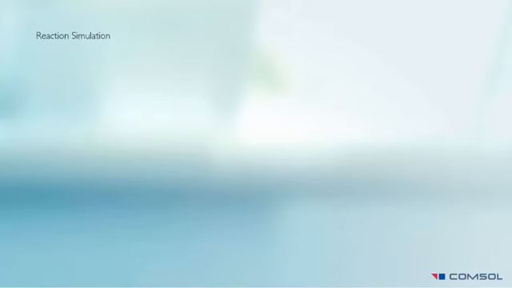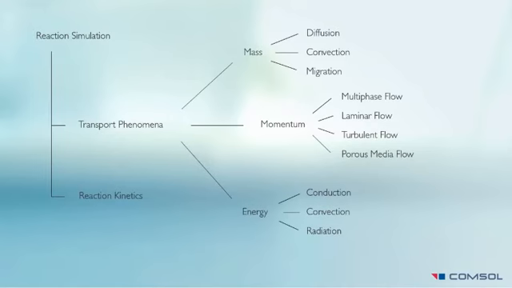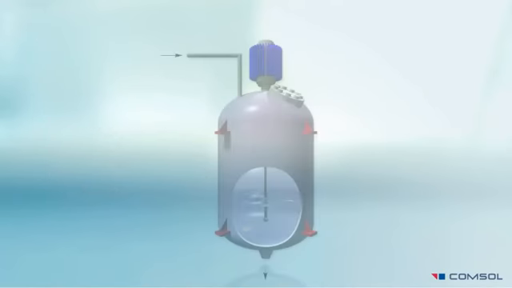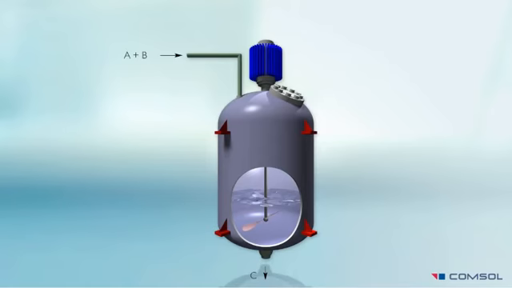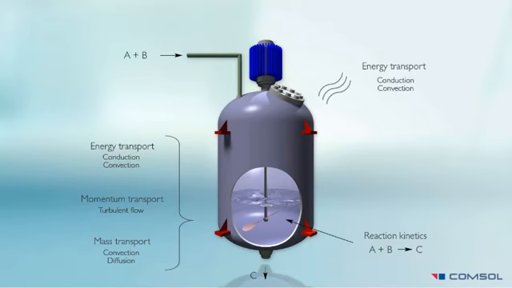So, to simulate a reacting system or process, a model needs to include transport phenomena and reaction kinetics. Transport phenomena can be grouped into mass, momentum, and energy transport. In our reactor, the reactions themselves are taking place in the bottom half of the tank. Stirring promotes momentum transport by turbulent flow and significantly affects the mass transport through convection. We also have energy transport from the exothermic reactions, which leaves the system as heat.